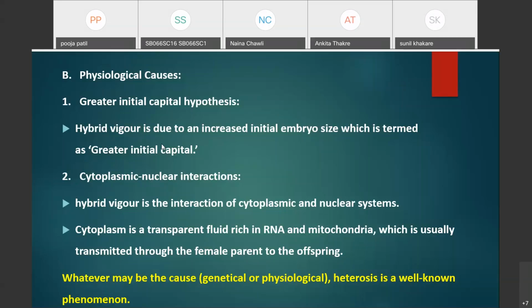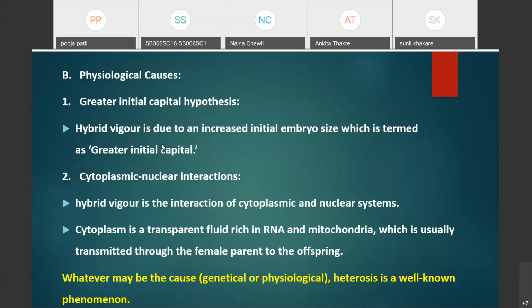The cytoplasm is a fluid which is rich in RNA and mitochondria, which are usually transmitted from the female parent to the offspring. The RNA and the mitochondria present in the cytoplasm are transmitted from the female parent to the offspring, and that's why the hybrid produced is superior, according to this cytoplasmic nuclear interaction theory.